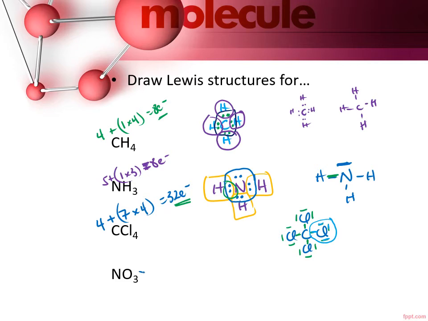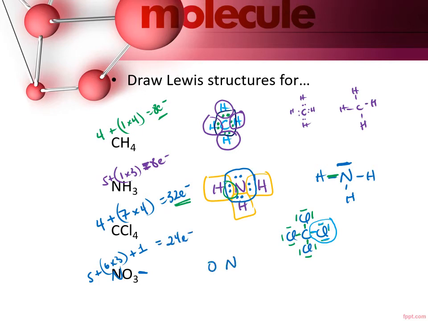All right, let's do NO3 with a -1 charge. This is nitrate. We can draw Lewis structures for polyatomic ions like nitrate. Same way. Nitrogen has 5 valence electrons. Each of those oxygens has 6. There's 3 of them. And then here's the quirky thing. This -1 charge means that this guy gained 1 extra electron. So I'm going to add 1 more to show that charge of -1. Total of 5 plus 18 plus 1, that's 24 electrons.